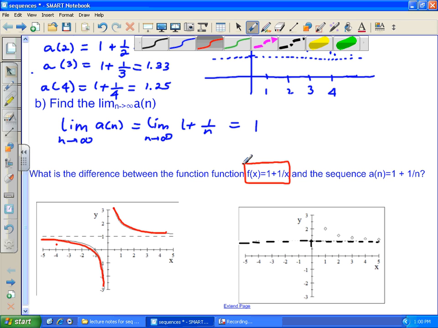n cannot be 0, but x cannot be 0 either. But remember, when you deal with a function f of x, we assume x can be any possible real number. In this case, anything from negative infinity to 0 and then 0 to infinity. But when you deal with a sequence 1 plus 1 over n, what is n restricted to? Positive integers, right? So n can be 1, n can be 2, n can be 3.